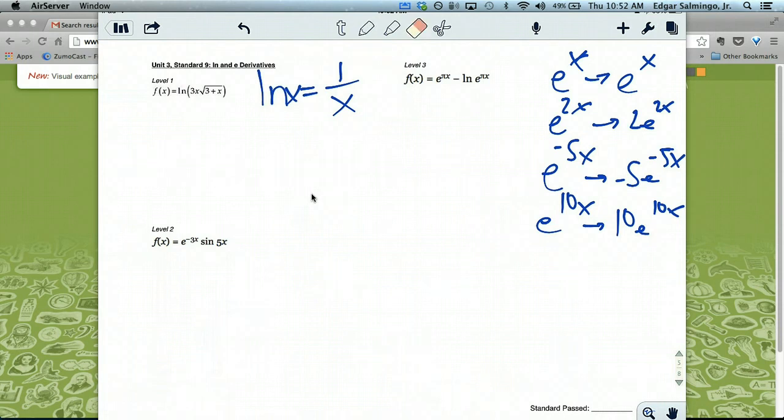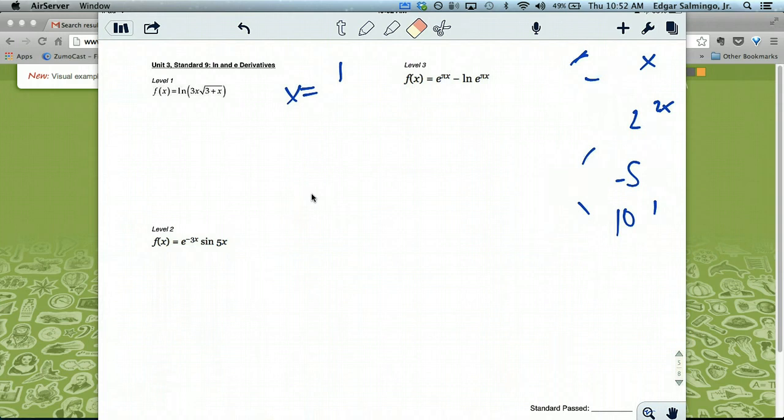Okay, so just keep that in mind as I solve these problems. The derivative of ln is 1 over x, and the derivative of e to the x is just e to the x. If by chance you have a function in the exponent, you just put in the coefficient the derivative. So let me erase this real quick, and let's solve these problems.